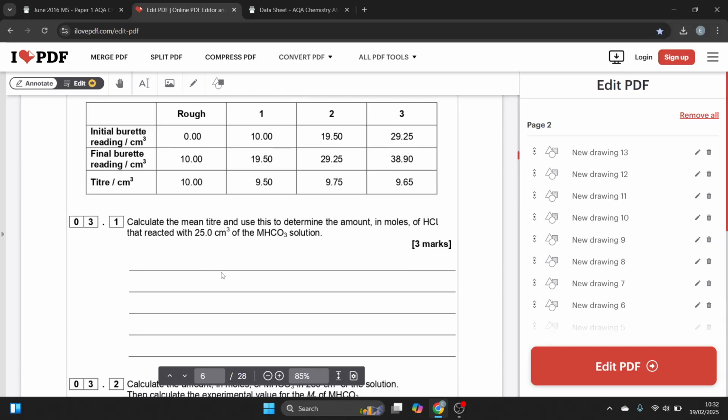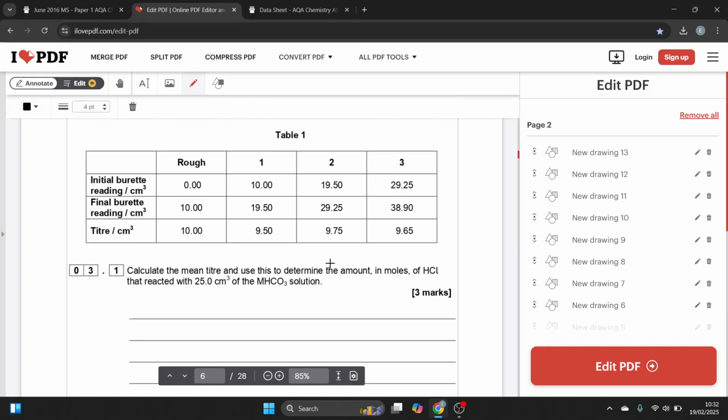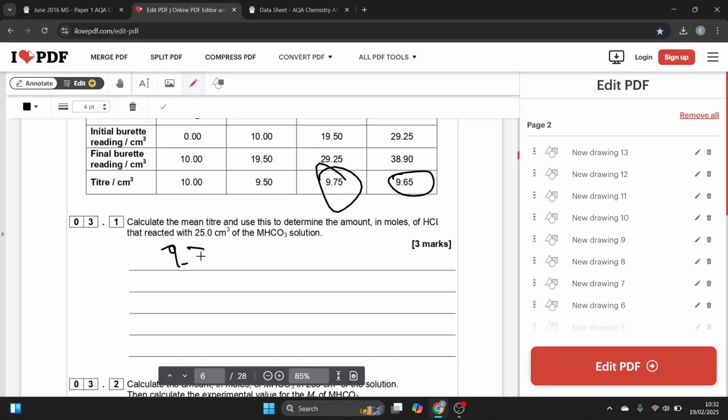Question 3, calculate the mean titre and then use it to determine the moles of HCl. Mean titre: these two, so it's going to be 9.75 plus 9.65 divided by 2, and that will give me 9.70 centimeters cubed.